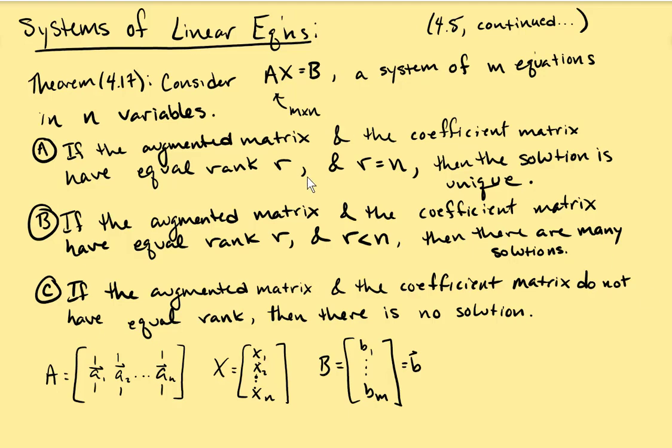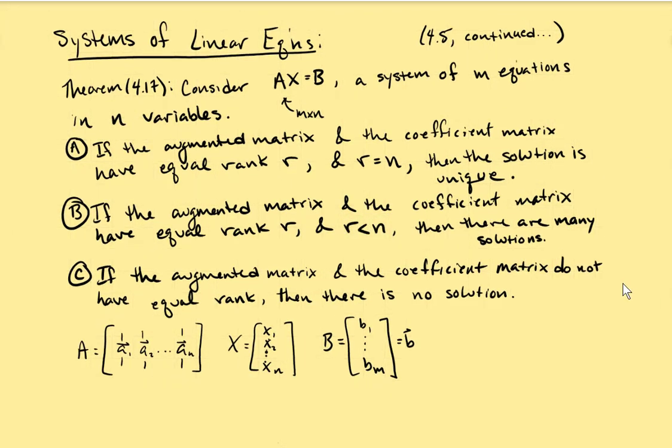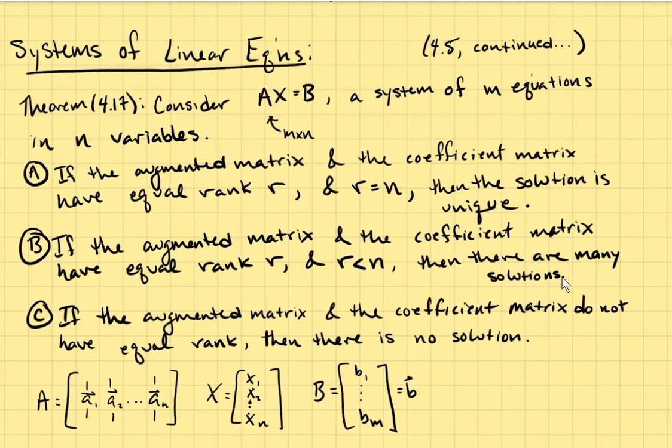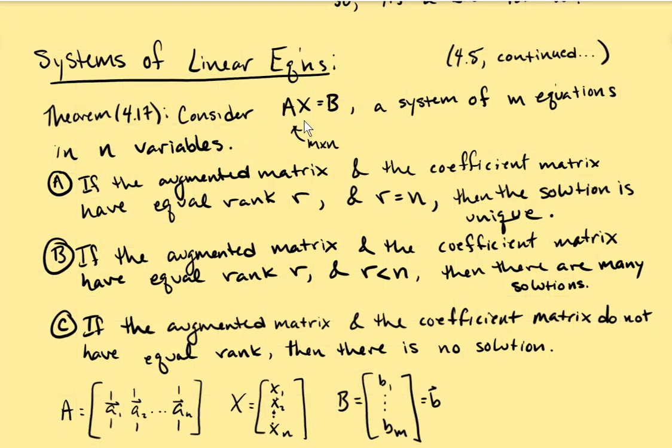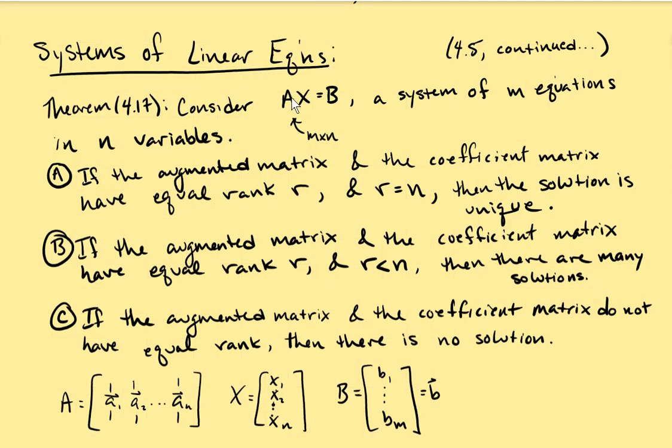So let's look at this theorem here, Theorem 4.17. It says, consider AX equals B, a system of M equations and N variables. That really just means this matrix A is M by N. This X is a column of our unknowns, and B is a constant column. The augmented matrix just looks like A augmented with B.